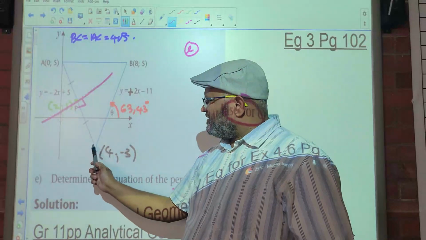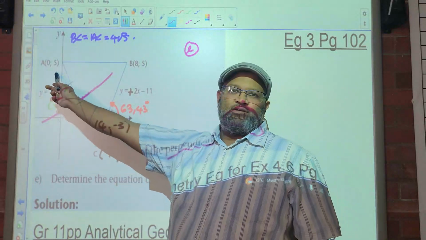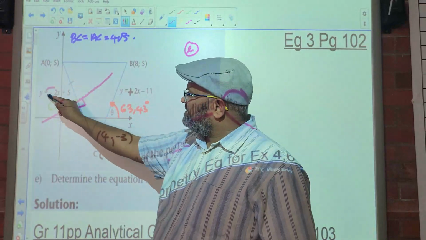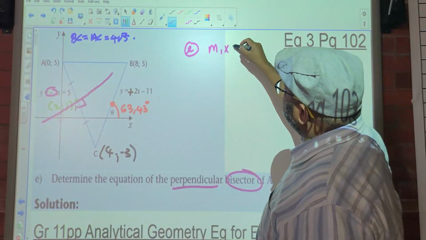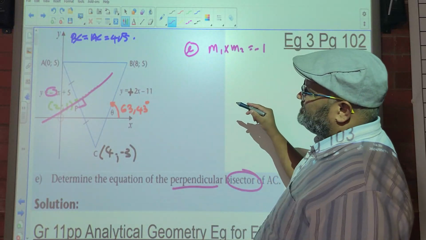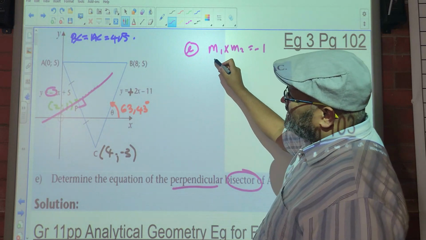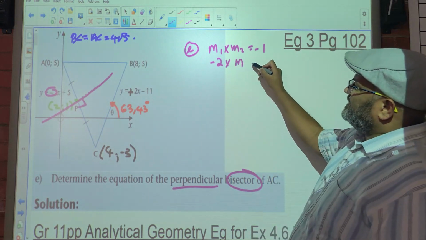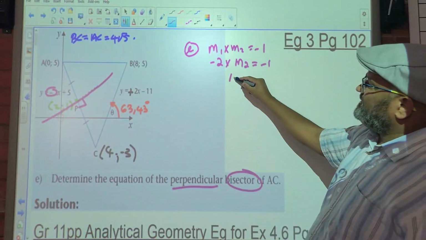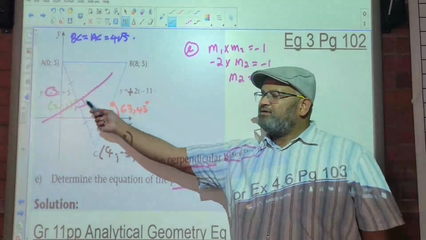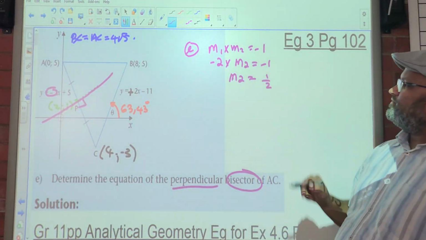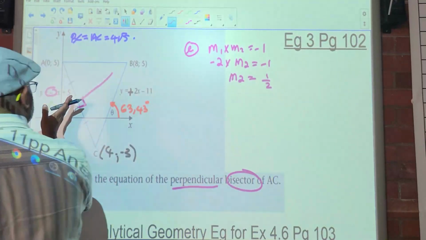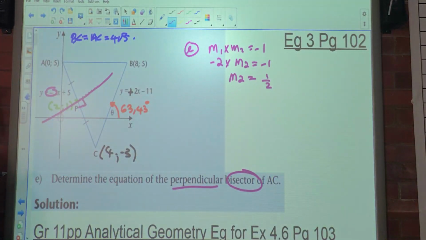Did we work out the gradient of AC already? Yes. Here's the gradient, it's given as negative 2. So we know that gradient 1 times gradient 2 is equal to negative 1. So negative 2 times gradient 2 is equal to negative 1. So the gradient of the perpendicular bisector is what? Negative 1 divided by negative 2, which is half. Can you see that's the increasing straight line graph, the increasing linear function? Can you see that, people?